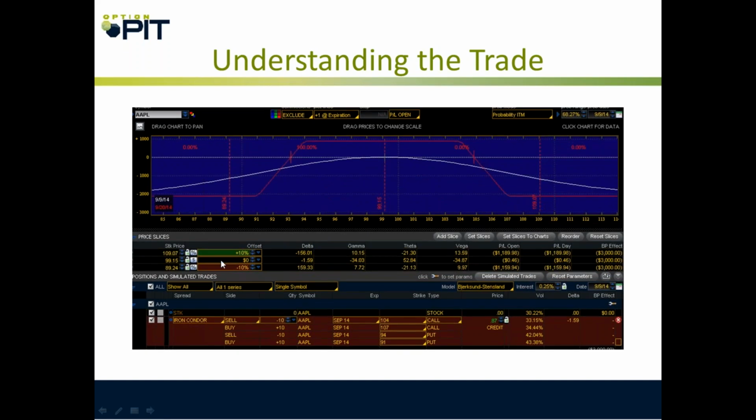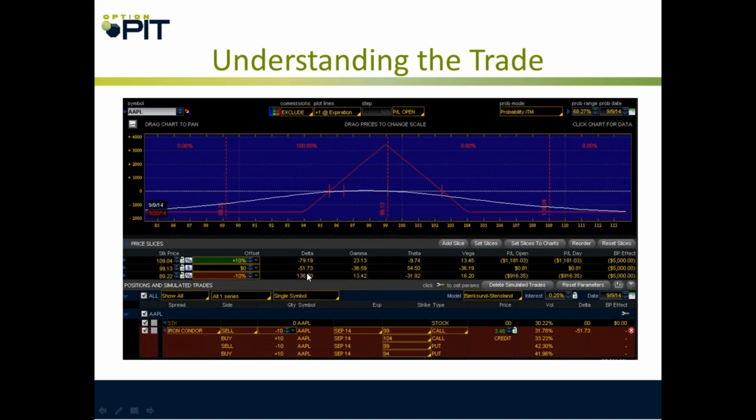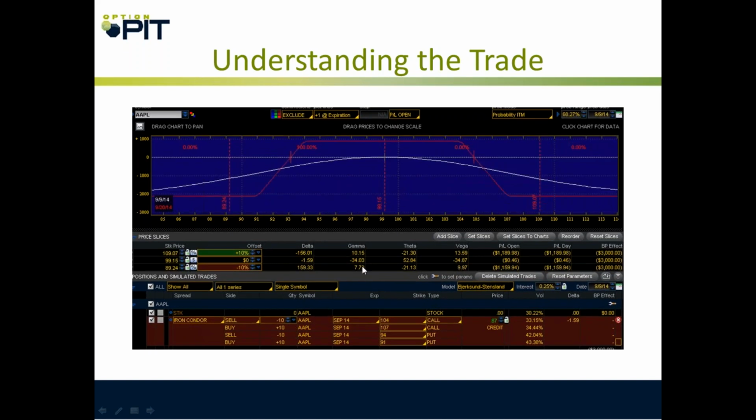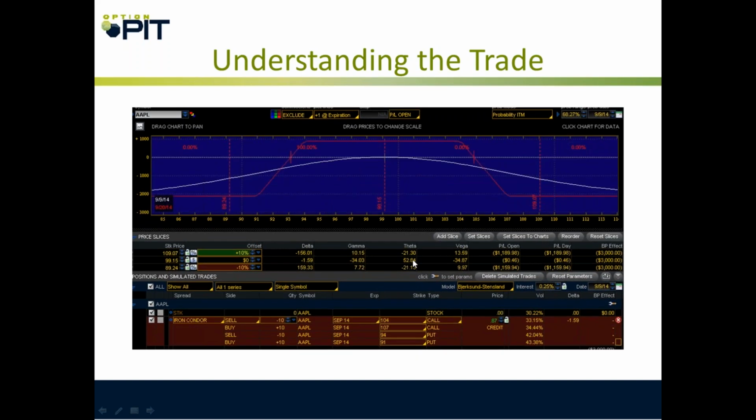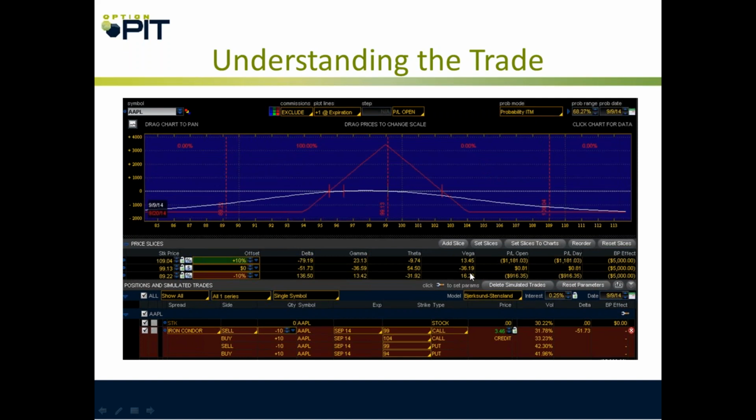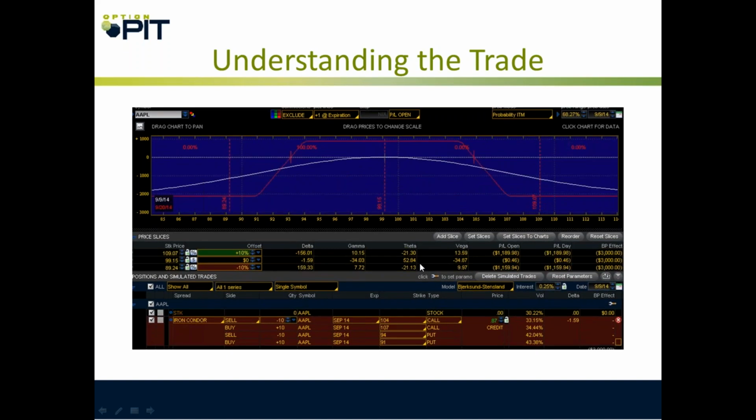Now here's the iron condor in Apple. Same thing. Definitely a different delta, slightly less short gamma, similar theta. Look at that. Very similar thetas. And then the vega, you're short a little more vega in the butterfly.